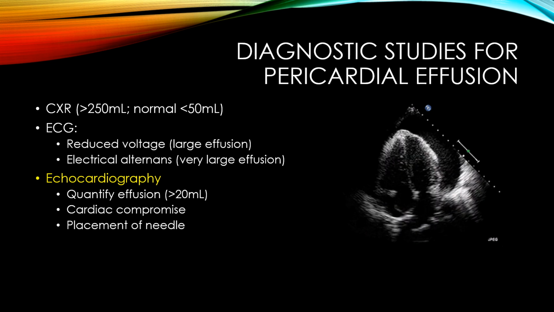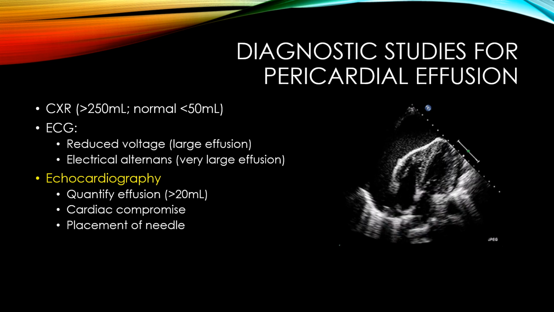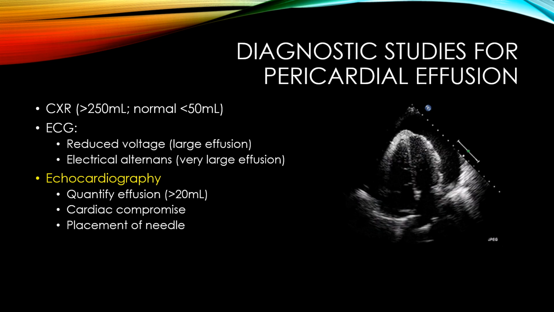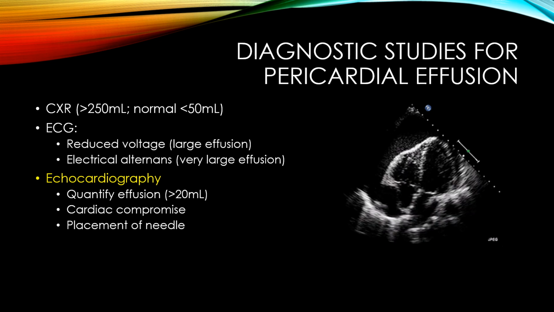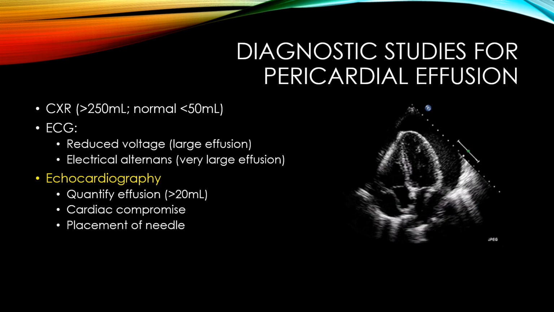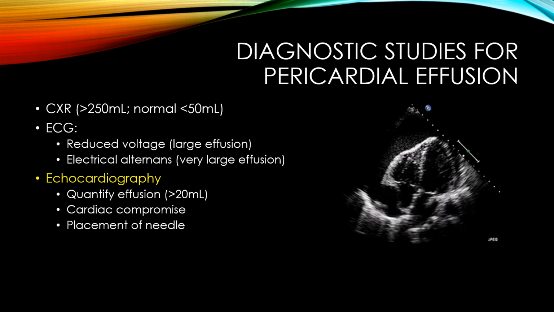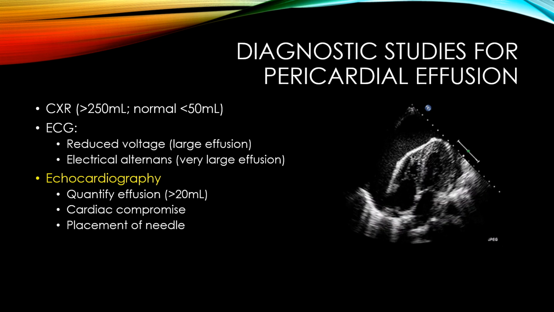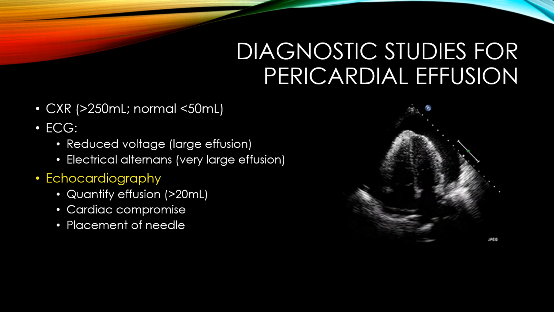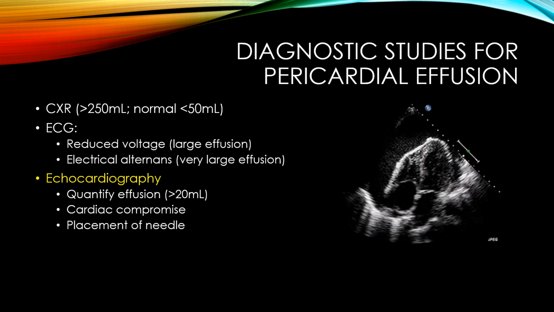The chest x-ray is a useful diagnostic tool, but you're not really going to see the fluid unless it's greater than 250 milliliters. The normal is usually less than 50 mLs. So unless the fluid is greater than 250 mLs, you can't really notice it on chest x-ray. You may just see an enlarging cardiac silhouette. On an ECG, you could have a reduced voltage because a very large effusion can cause the voltages to be dampened. You can also get an effect called electrical alternans when you have very large effusions.